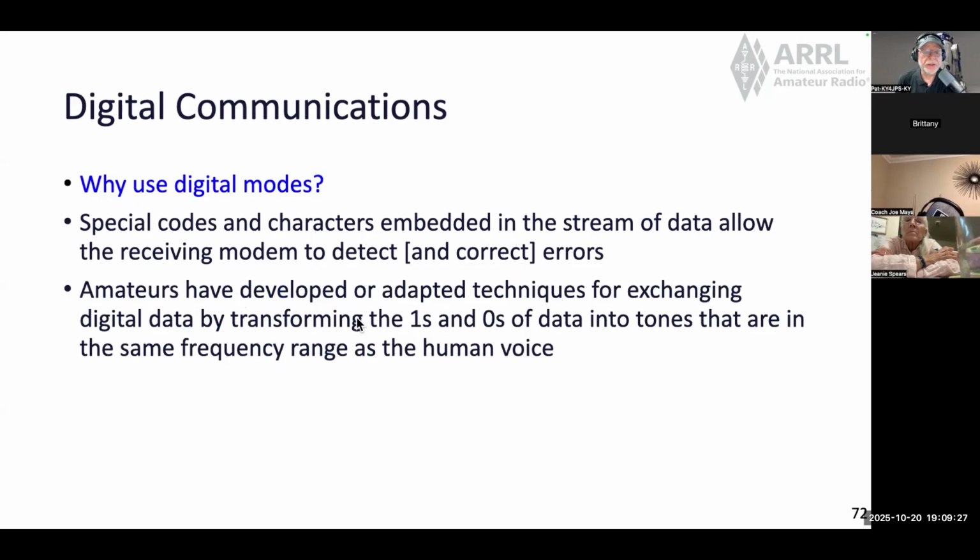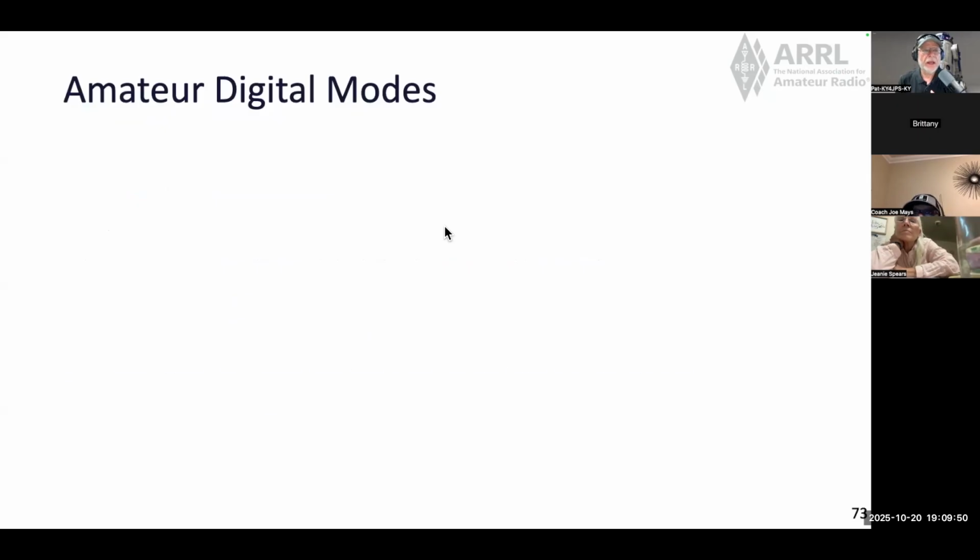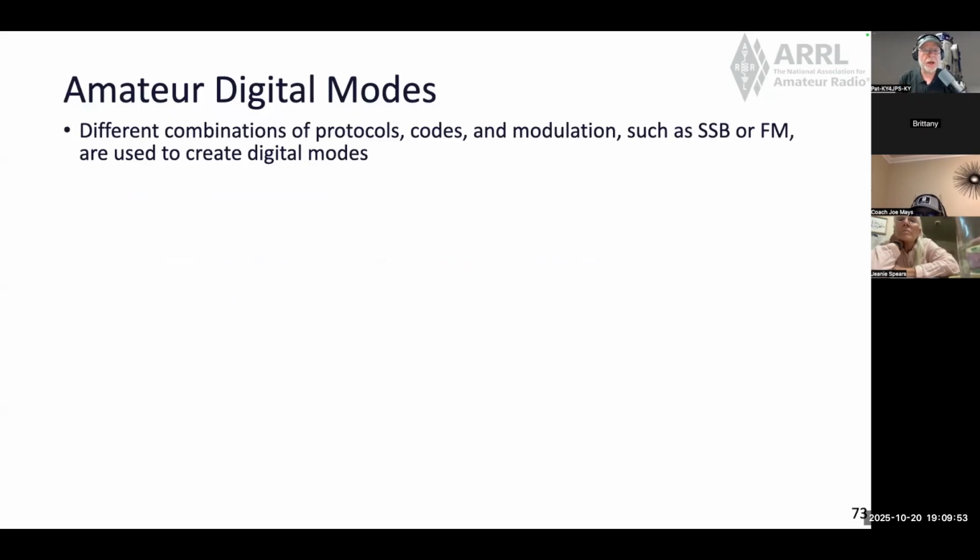And amateurs have developed or adapted techniques for changing digital data by transforming ones and zeros. So when we even talk about computers, that's how they operate. They operate on ones and zeros of data. They change it into tones that are in the same frequency range as the human voice. So amateur digital modes, different combinations of protocols or codes and modulations such as single sideband or FM, are used to create digital modes. And we're going to talk about what those are.